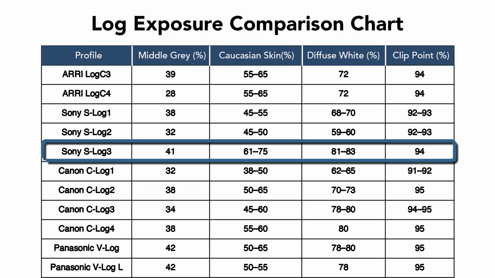If we take SLog 3 as an example, you can see that middle gray is around 41 to 46% ARRI, and the Caucasian skin is 61 to 63%. And for darker skin, it's around 55 to 60%. Diffused white, which is like white paper, is 81 to 83%, and a hard clip zone, where things will clip, is 94%.